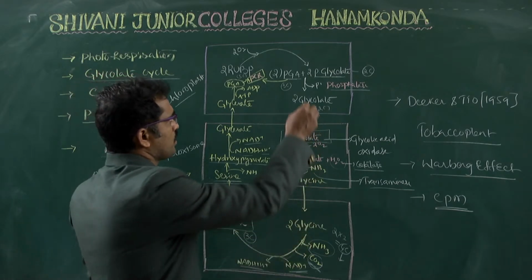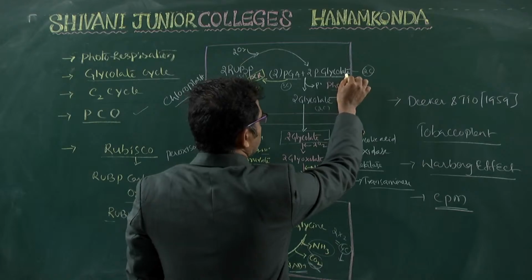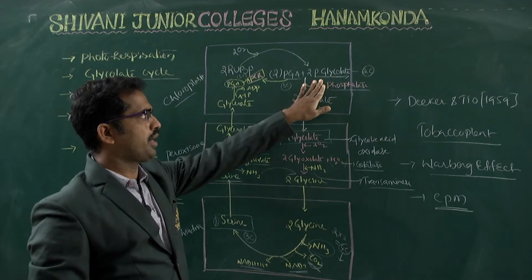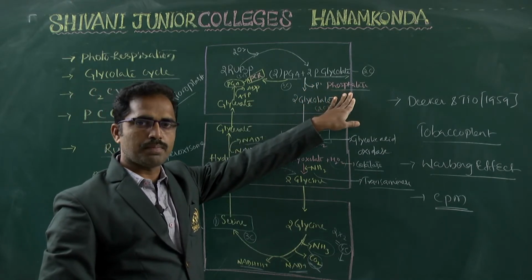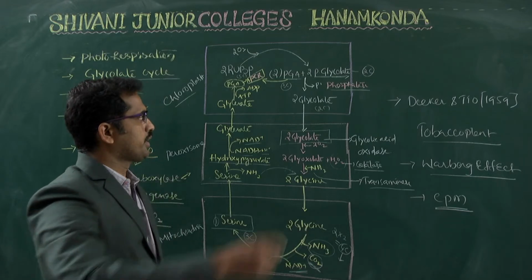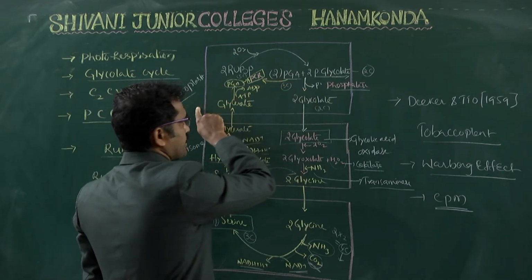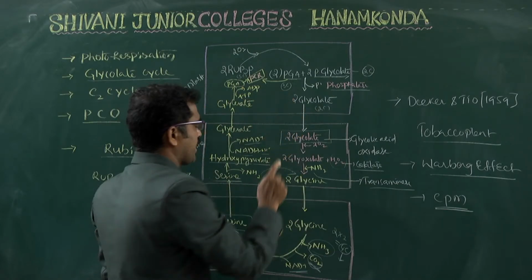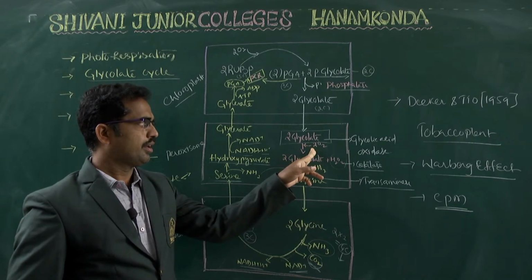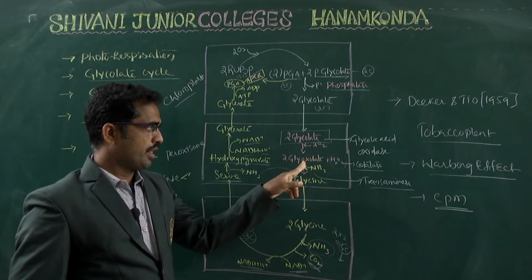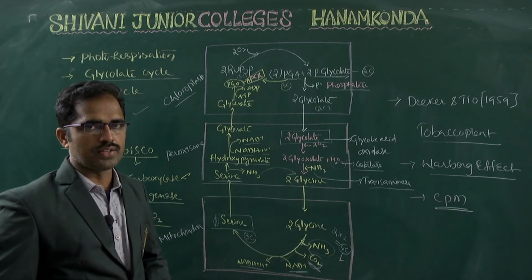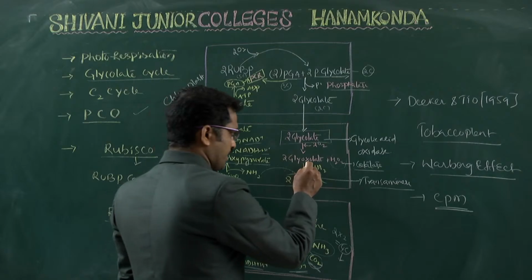So instead of the 2 molecules of PGA, 2 molecules of phosphoglycolate came. After the formation of phosphoglycolate, it undergoes dephosphorylation in the presence of the phosphatase enzyme, and we will get glycolate. This reaction occurs in the chloroplast. After the chloroplast, the second cell organelle is the peroxisome. In the peroxisome, there is an oxygenation. This glycolate undergoes oxygenation, and we will get glyoxylate and H2O2. This H2O2 dissociates in the presence of the catalase enzyme. Then this glyoxylate undergoes transamination.